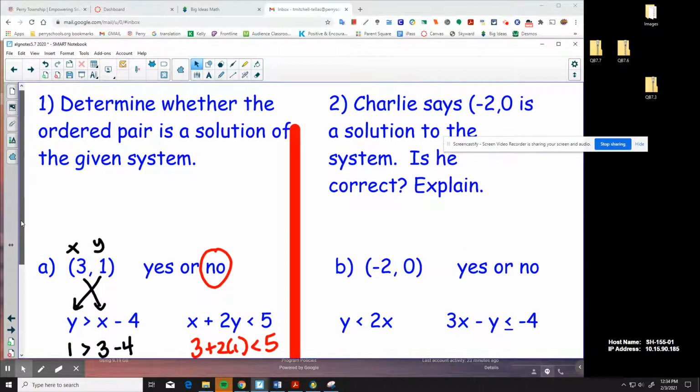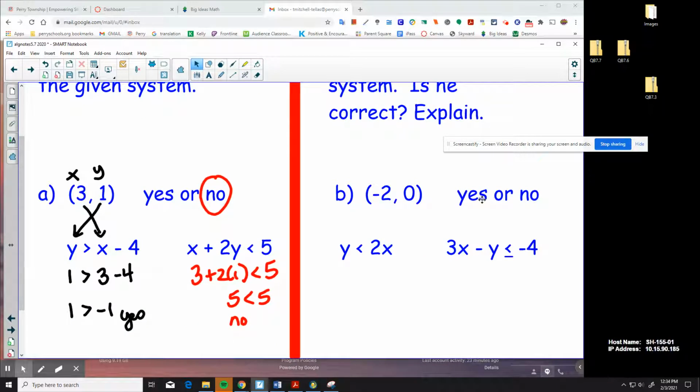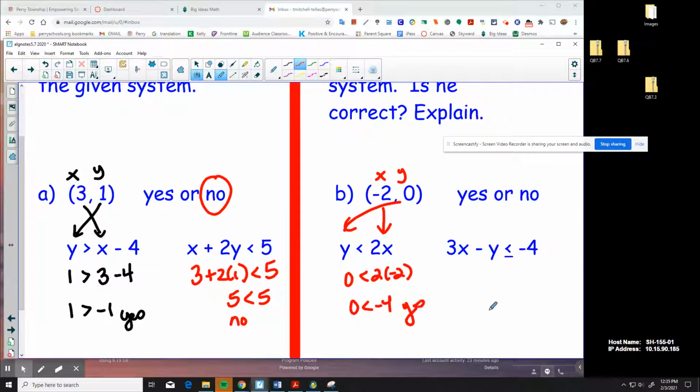Okay, so over here it says, Charlie says -2, 0 is a solution to the system. Is he correct? And explain. So this is error analysis. So let's look. So this is X and this is Y. So we're plugging them in. 0 is less than 2 times -2. Well, that's -4. So that one's a yes. And if we plug them in here, 3 times -2 minus 0 is less than or equal to -4. So that's -6 is less than or equal to -4. They're both yeses, so Charlie's right.